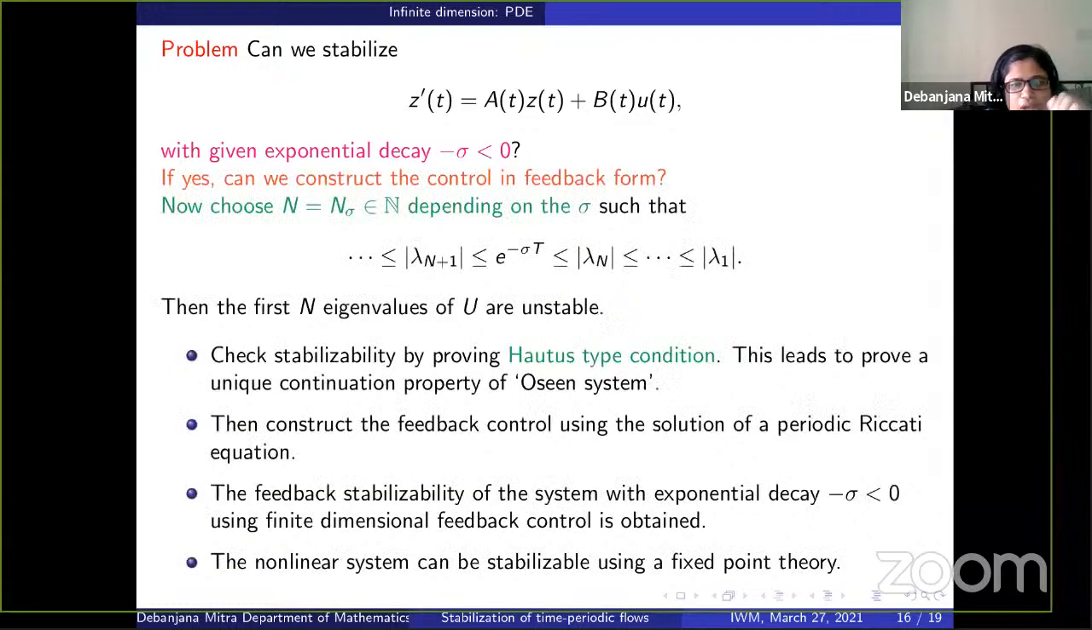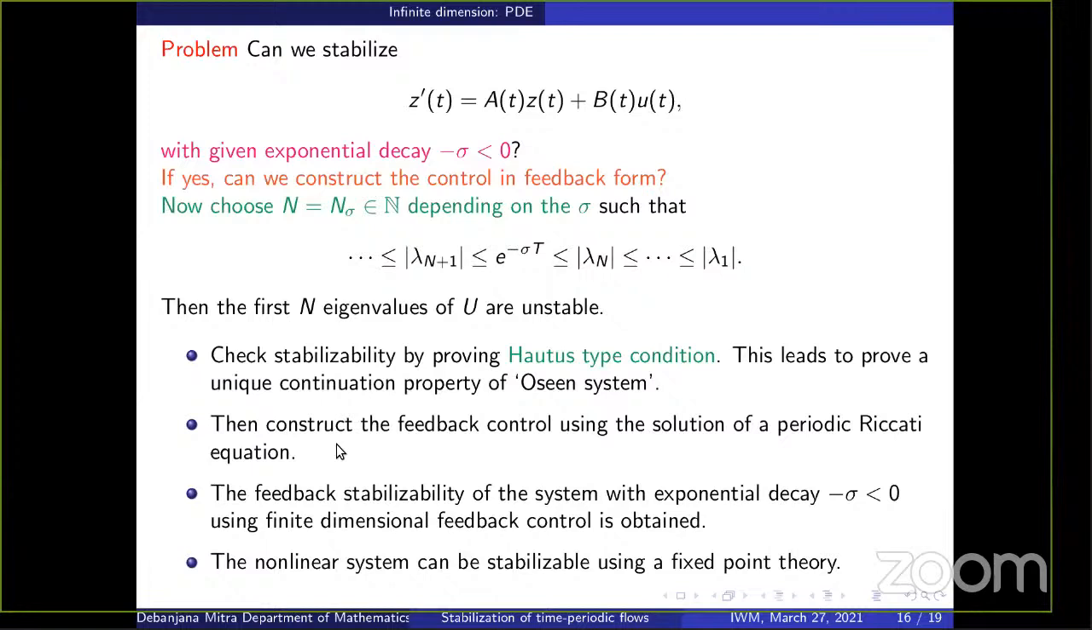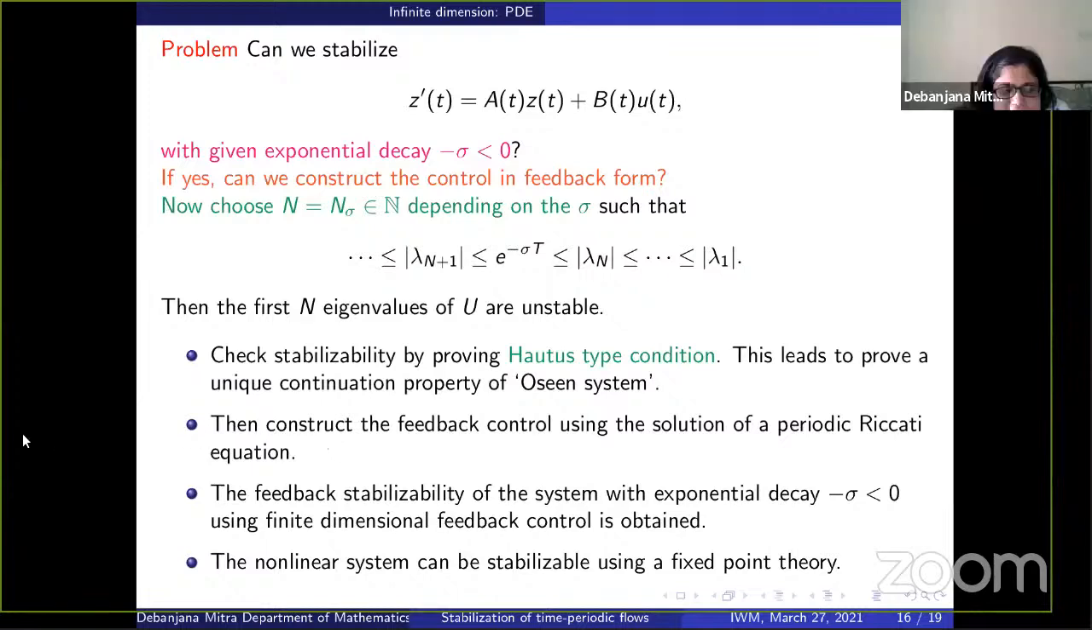So now once you have all this setup, the conclusion is that yes, now you are in a suitable position to check the stabilizability of the system. And to do that, in particular we had to prove a unique continuation property. And once the answer was yes, then the next step was to construct the feedback operator via some periodic Riccati equation, and the answer was yes, that we are able to do it.